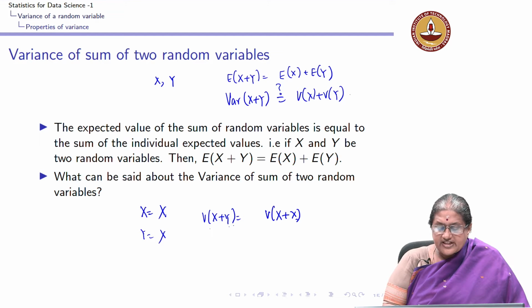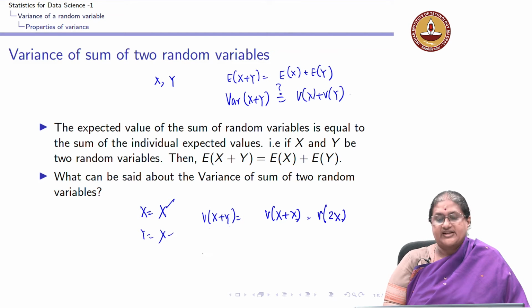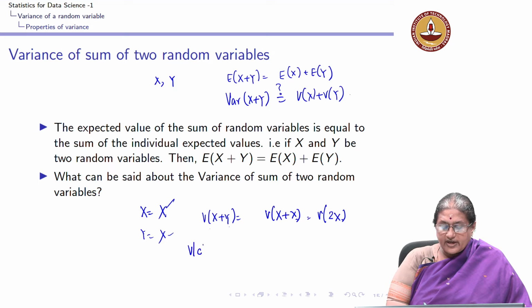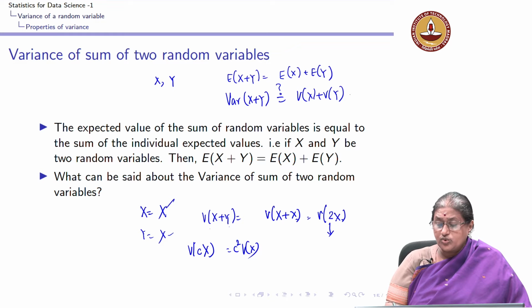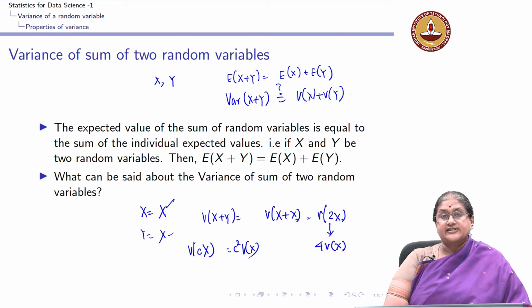So, variance of x plus y equal to variance of x plus x. This is variance of 2x. We already know variance of a constant times x is c squared variance of x. Hence, variance of 2 times x is going to be 4 times variance of x.